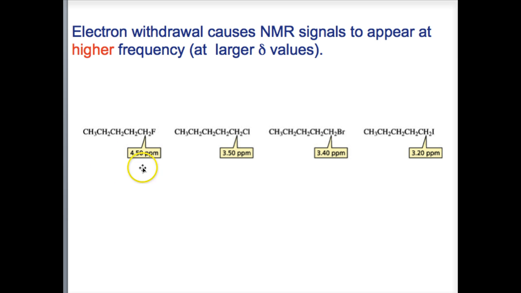And notice that the frequency, the NMR signal for this group of protons, is higher than it is for this one over here. So the position of the signal depends on the electronegativity of the halogen in the molecule. The more electronegative the halogen, the higher is the frequency of the signal. The more electronegative the halogen, the more de-shielding occurs.